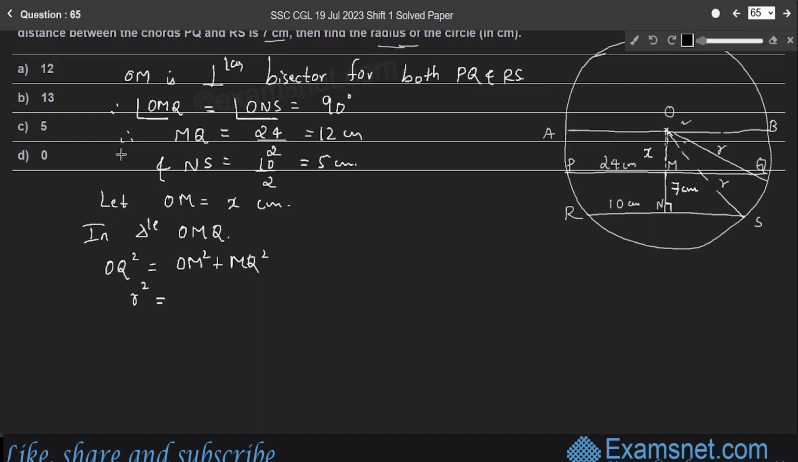R square is equal to OM square. According to our assumption, OM is x plus MQ. MQ is 12 centimeter. So consider this as equation 1.